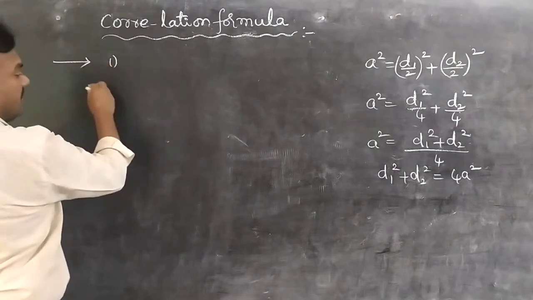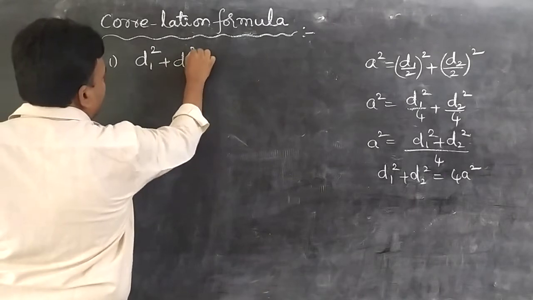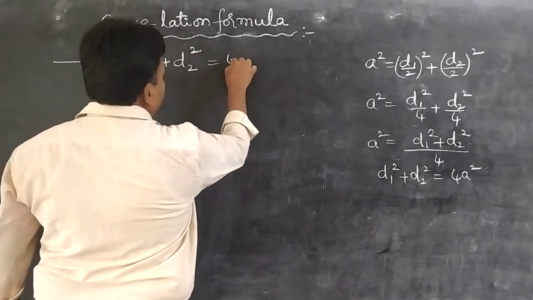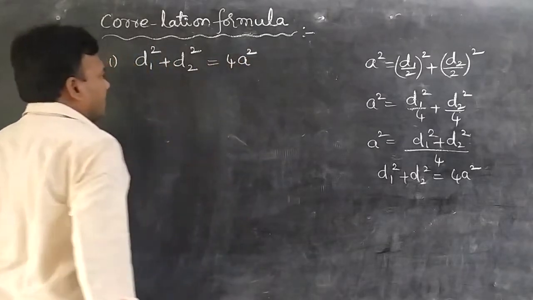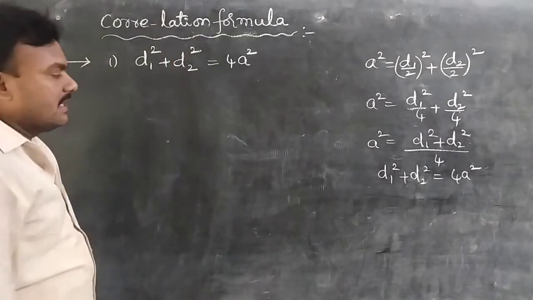So first one, number 1: D1 square plus D2 square equals 4A square. Here D1 and D2 are diagonals and A is a side, students.